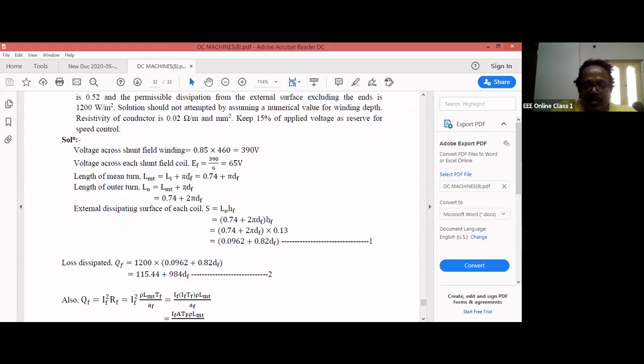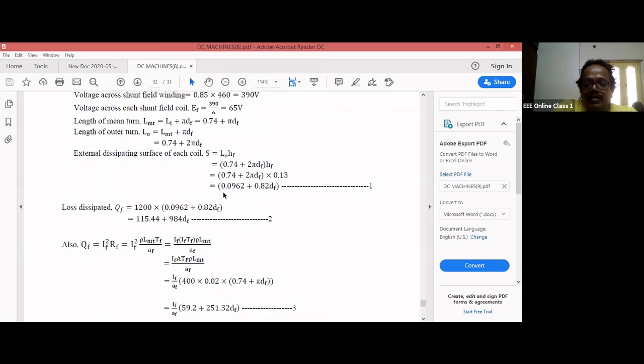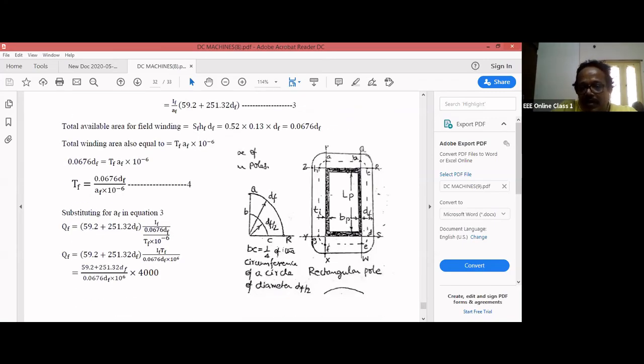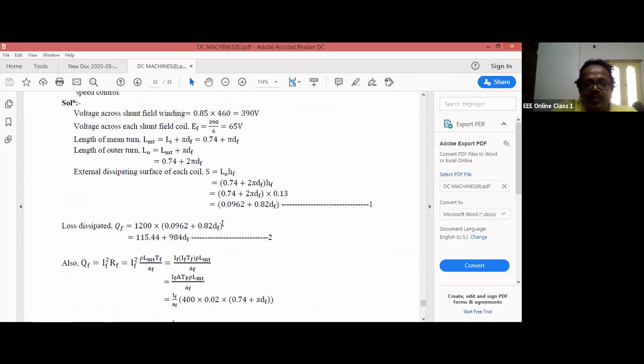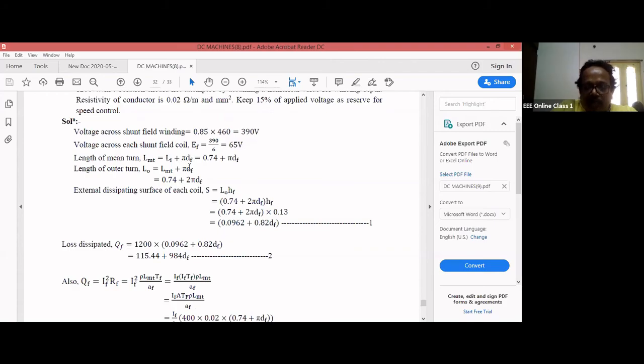What is df now? Df can be written as 2r. So pi df can be written as 2 pi r. What is the radius here? If you come back to the mean turn, this radius is nothing but df by 2. So r can be written as df by 2. The 2 gets cancelled. What is remaining now is pi df. So length of mean turn LMT is equal to Li plus pi df. Li is given, 0.74, plus pi df. This is the length of mean turn.